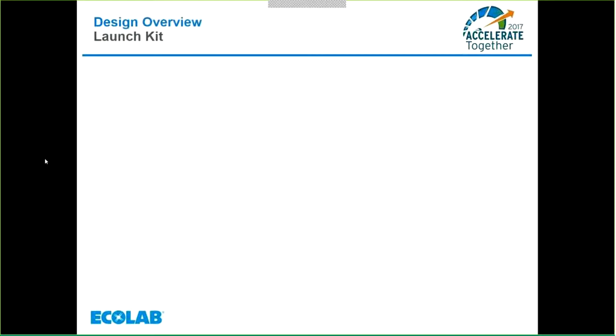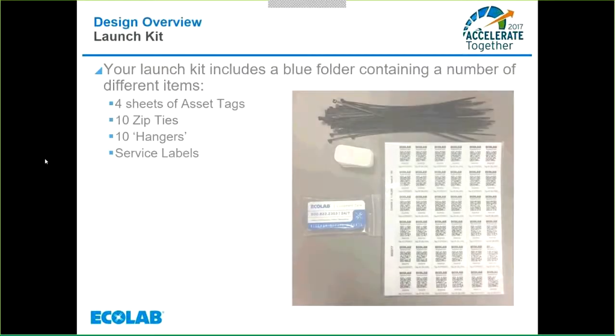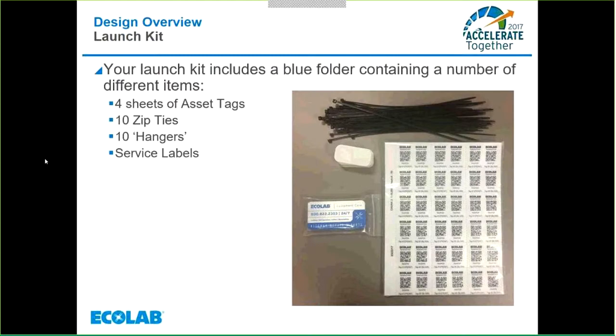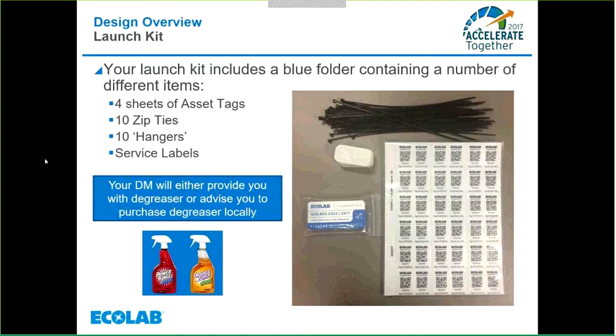Design overview of the launch kit. Your launch kit includes a blue folder containing a number of different items. You will receive 4 sheets of asset tags, 10 zip ties, 10 hangers, and service labels. Your DM will either provide you with degreaser or advise you to purchase degreaser locally.